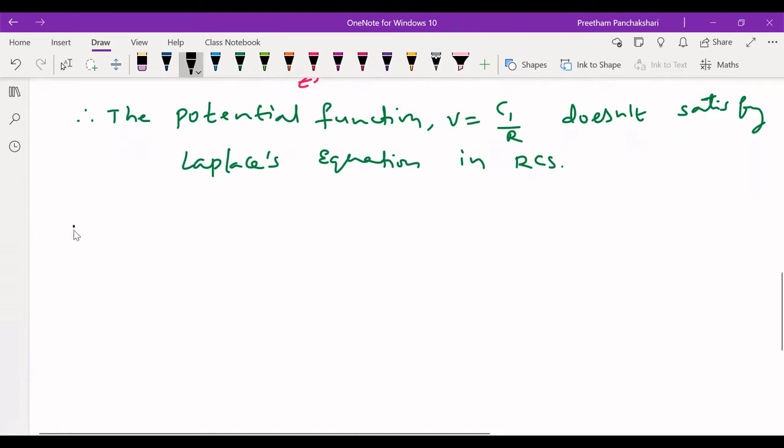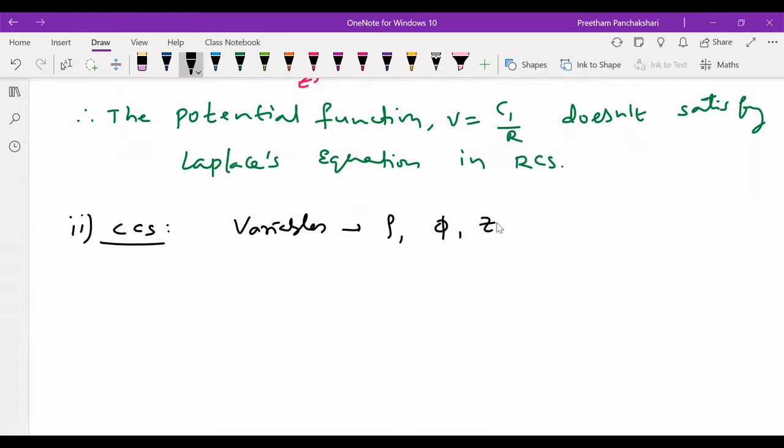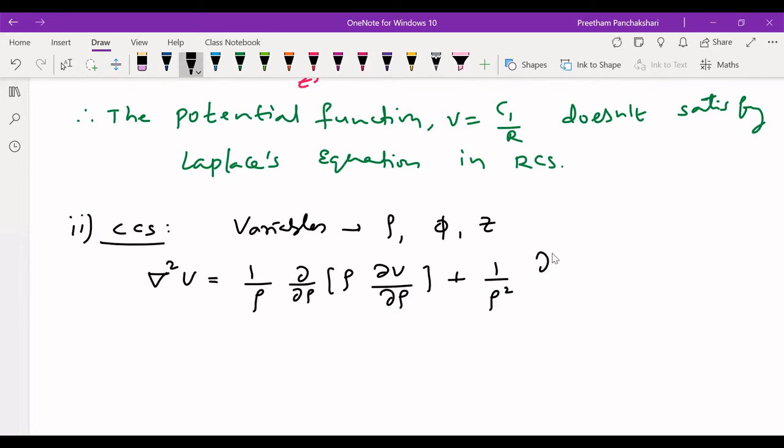So now let us verify the same way the cylindrical coordinate system. Step 2, in cylindrical coordinate system, the variables are, as you all know, rho, phi, z. And the expansion for del square V is equal to 1 by rho, dou by dou rho into dou V by dou rho. The first term of the expansion, second term is 1 by rho square, dou square V by dou phi square, plus dou square V by dou z square.